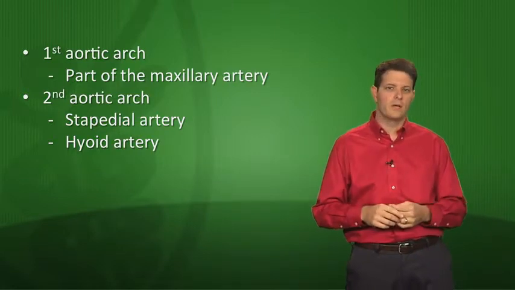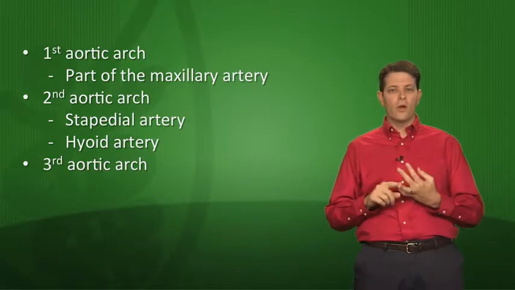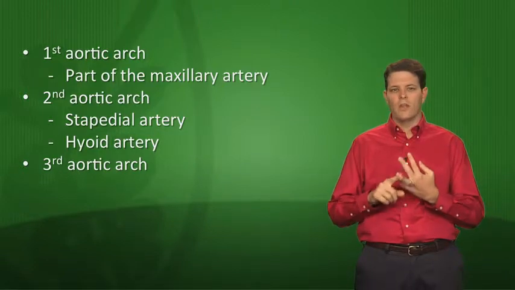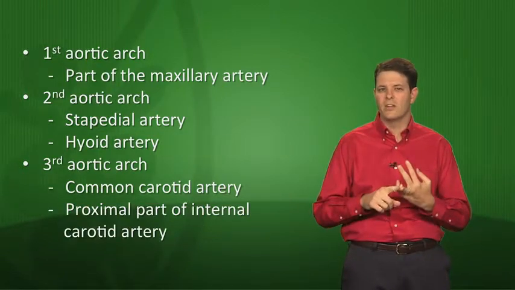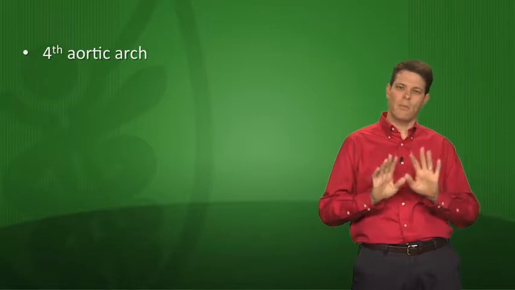So those artery names make some sense. The third aortic arch, and this is the one I want you to focus on, the third arch becomes the common carotid artery and the proximal part of the internal carotid. Then for the fourth aortic arch, we have to talk about the left arch and the right arch separately. So remember, these are paired arteries.